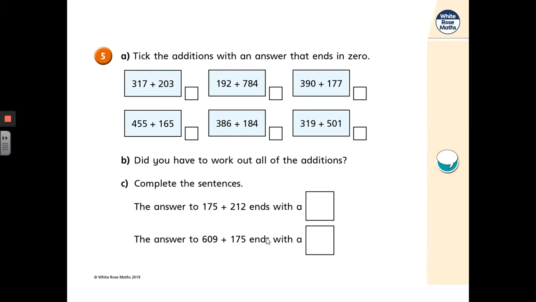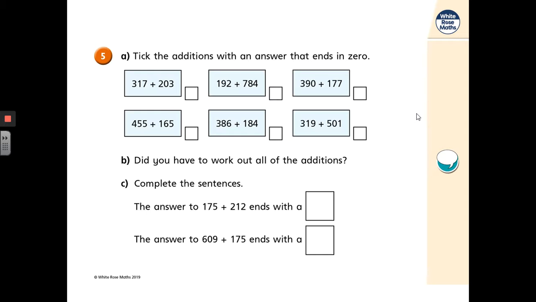Okay, so for question 5, the first part says tick the additions with an answer that ends in a 0. So to solve this one, have a look at each of these 6 additions. Have a look at the number in your ones column and think, right, if I added these together, what would those 2 digits add up to? Okay, so have a go through each of them and see which ones would give you a 0. So you're thinking which of these two numbers would add up to a 10. Okay, so you're trying to make 10 with your ones column.